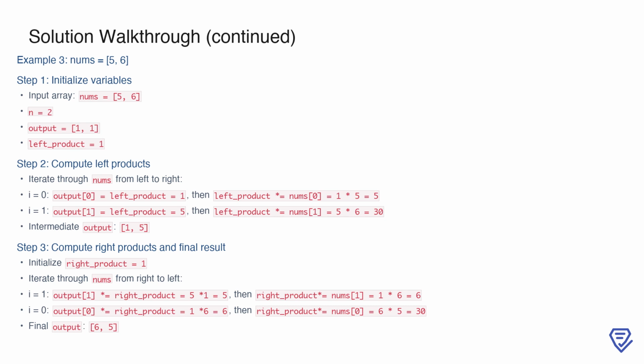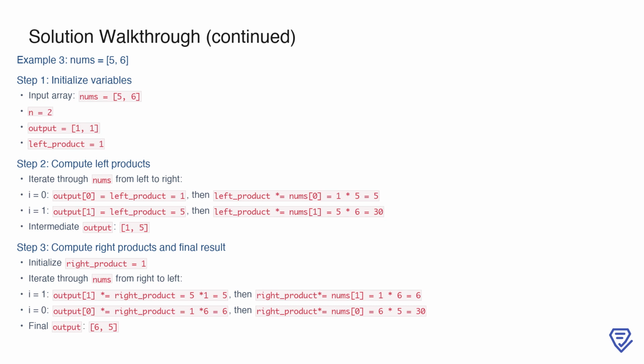In the last example, the input array is 5, 6, which has a length of 2. The output array is initialized as 1, 1, and left_product is set to 1. For the left products, we iterate through the array from left to right. At index 0, output[0] is set to 1, the current value of left_product, and left_product is updated to 5 by multiplying it with nums[0].